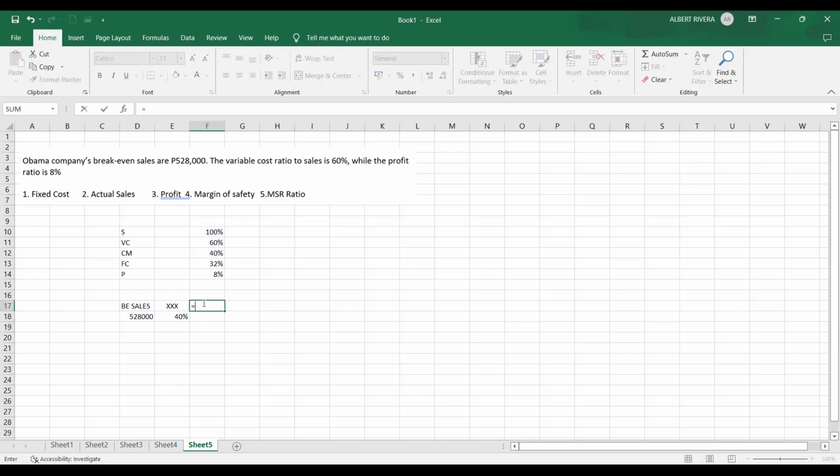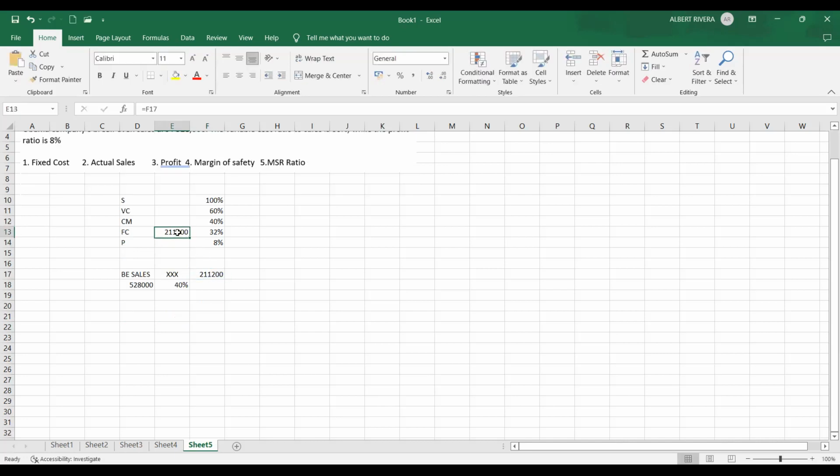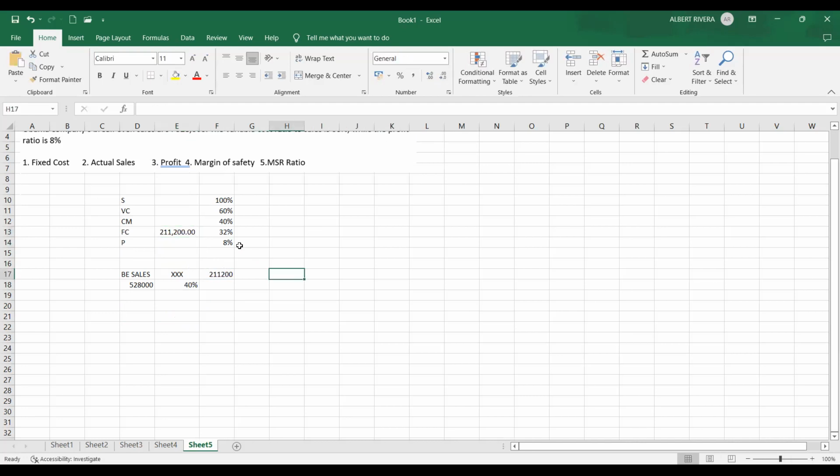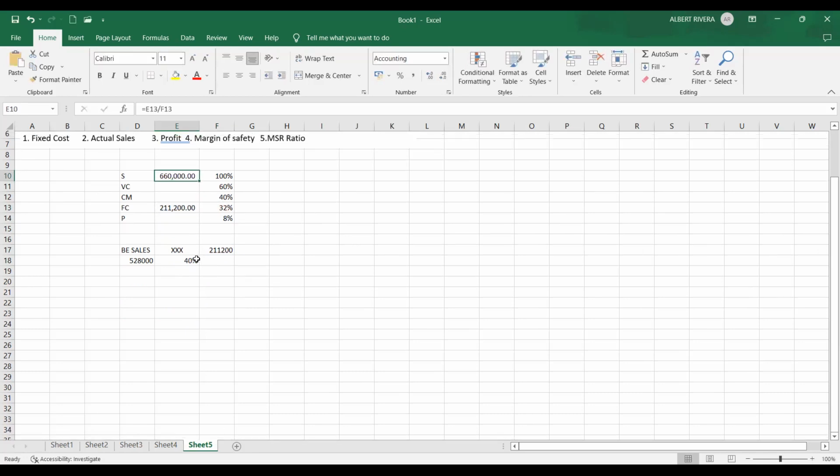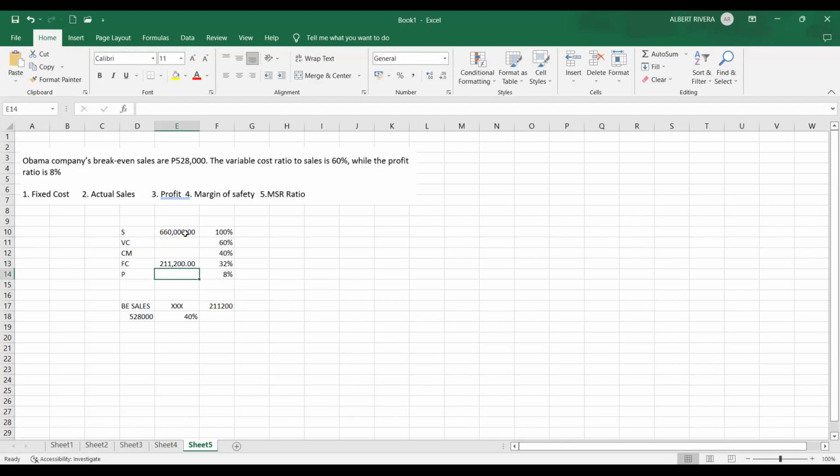Therefore, your fixed cost here is 40% times this 528,000, and this is 211,200. So this is your fixed cost. Okay. So if your fixed cost is 32%, so to get the 100%, this should be 211,200 divided by 32%. So this is 660,000.